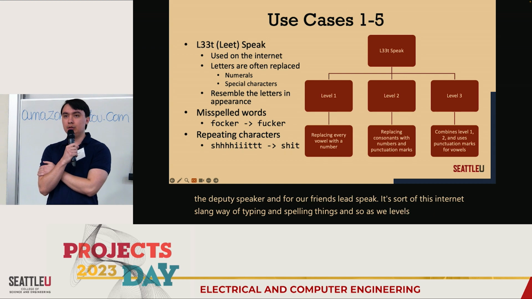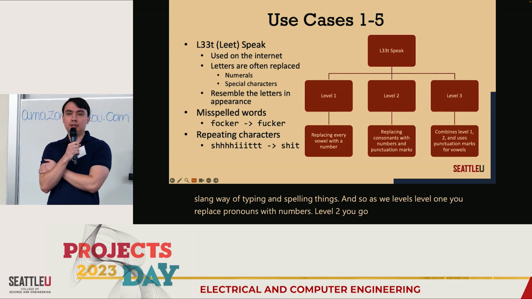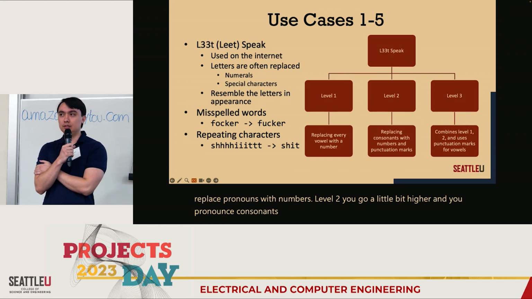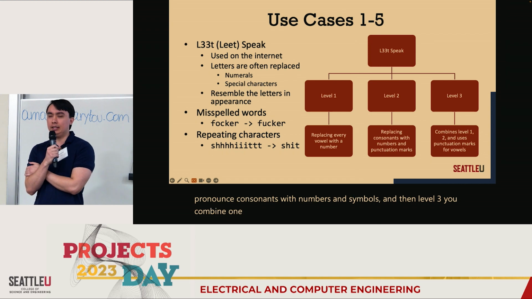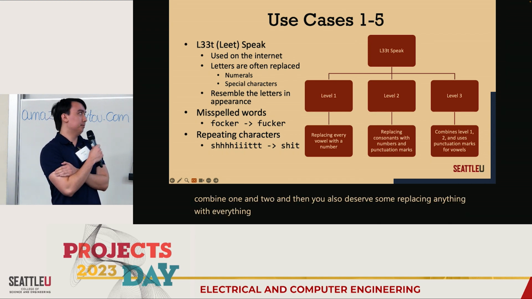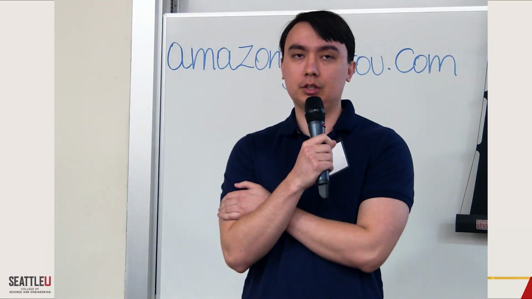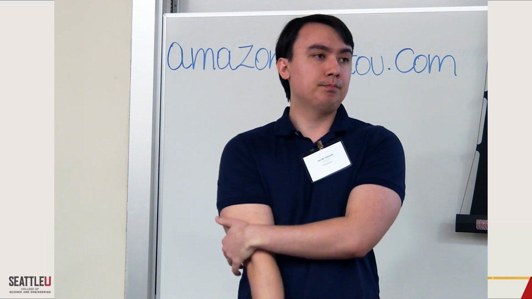Level 1, you replace pronouns with numbers. Level 2, you go a little bit higher and you replace consonants with numbers and symbols. And then level 3, you combine 1 and 2, and then you also start replacing anything with everything, and it gets really complicated. We also have misspelled words and repeated letters, which are also goals of 1 through 5.